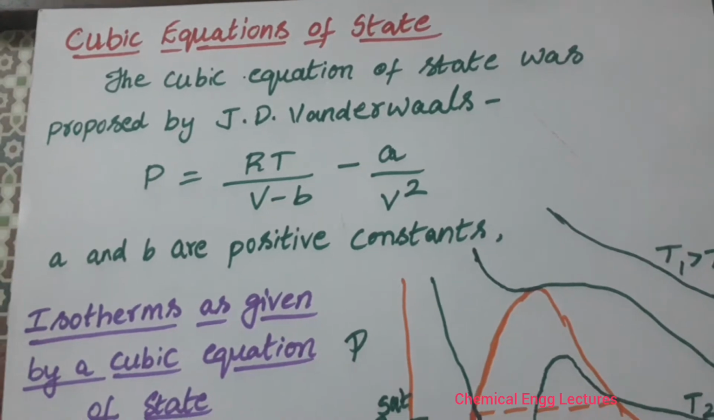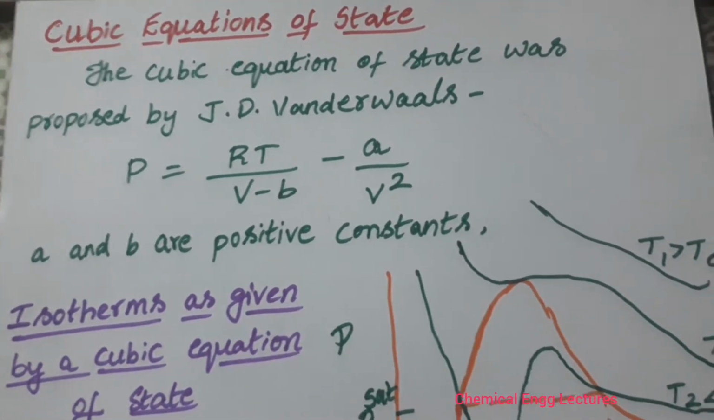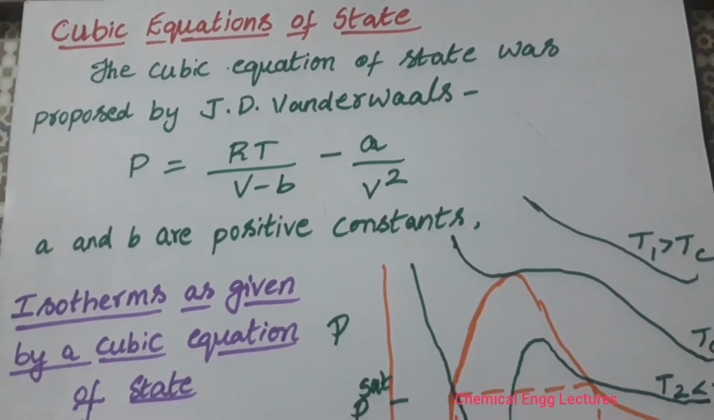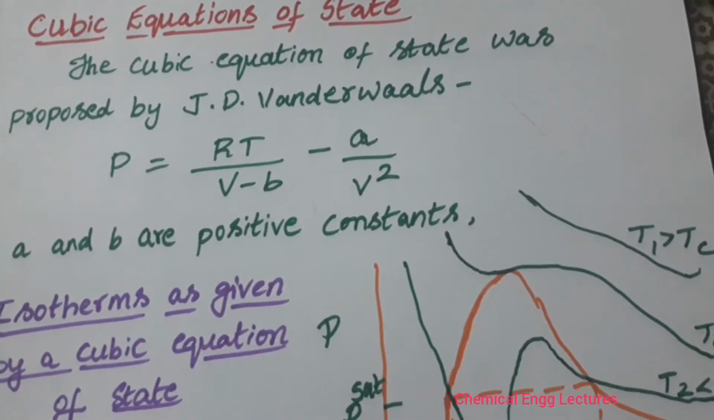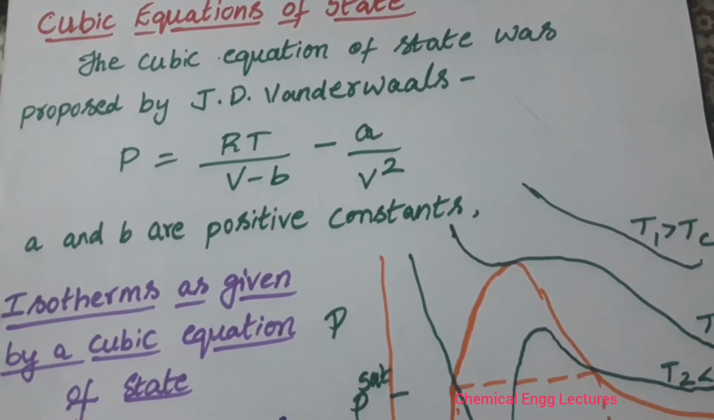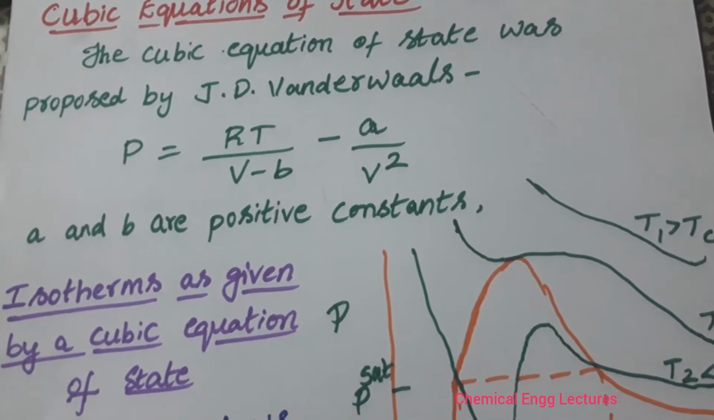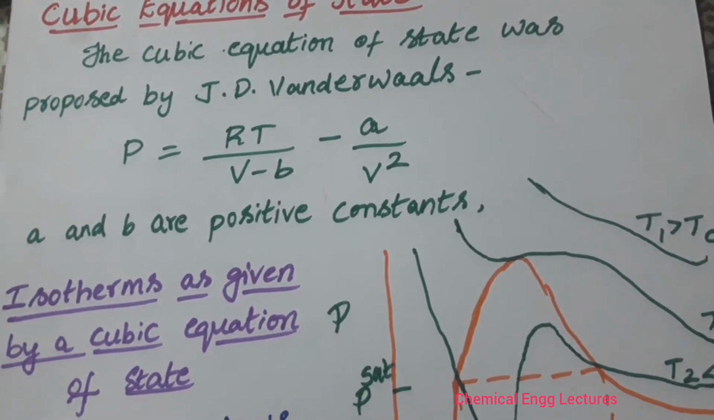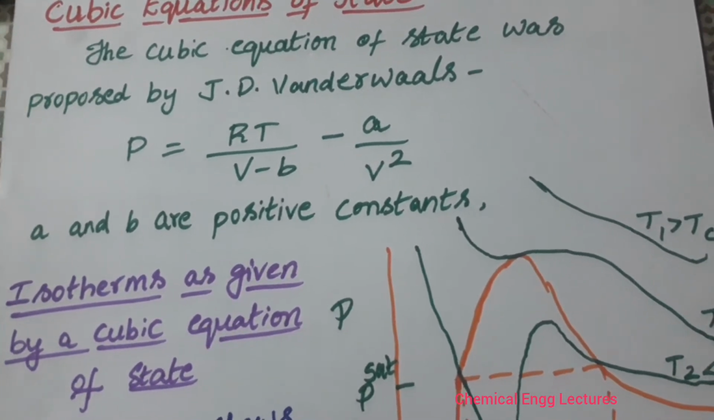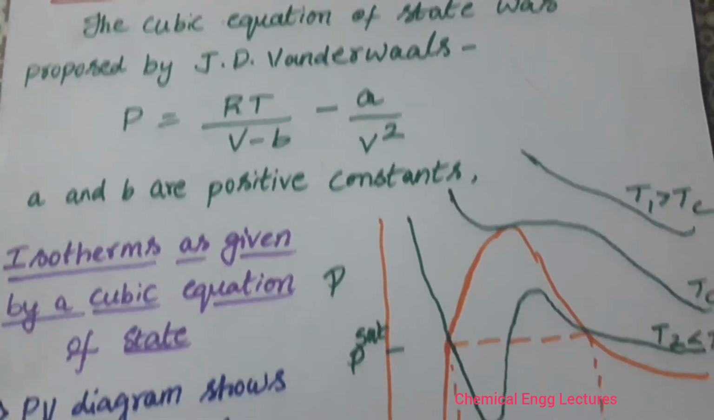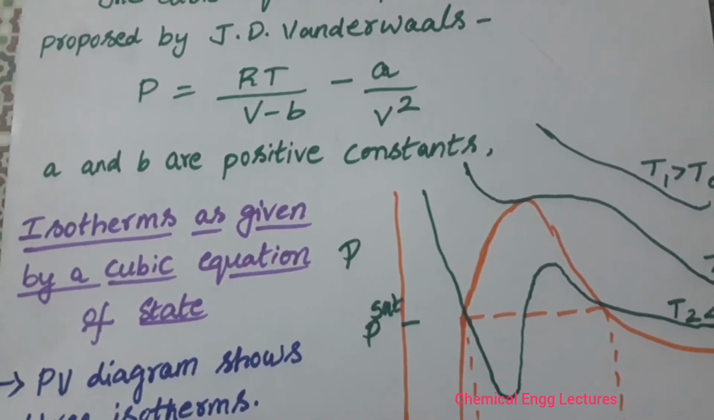So the next thing is the cubic equations of state. The first cubic equation of state was proposed by J.D. van der Waals, which we call the van der Waals equation. So the van der Waals equation is P equal to RT by V minus B minus A by V squared. Here A and B are positive constants.